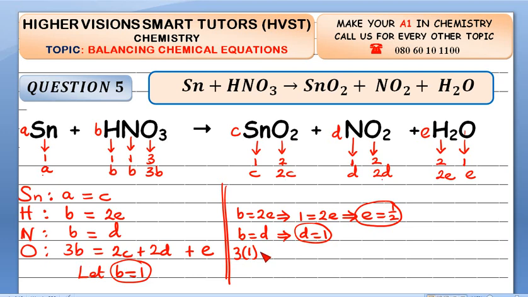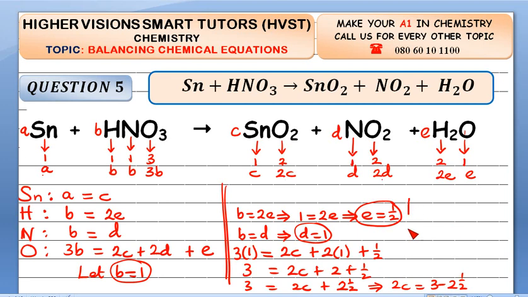3B becomes 3 into 1 is equal to 2C. I don't know C yet, so I put 2C there, plus 2D. I've gotten D to be 1 also, so that is 2 into 1 plus E, and E has been gotten to be what? To be half. Okay, this 3 is equal to 2C plus 2 plus half. So 3 is equal to 2C plus 2.5. How then do we get our C? 2C is going to be 3 minus 2.5.